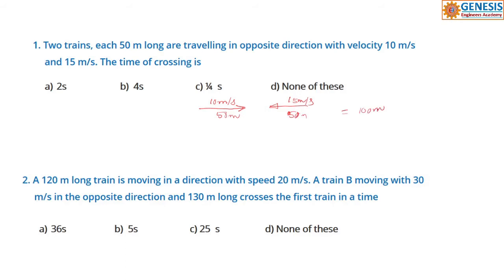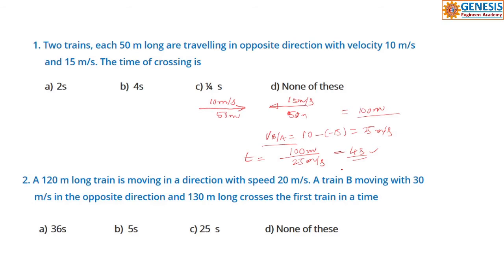Okay, so what is the relative velocity of these two? Because they are moving in opposite directions, it is 10 minus of minus 15, it is 25 meters per second. Then distance is known, velocity is also known, so the time is 100 by 25, 100 meters, 25 meters per second, and you will have 4 seconds to cross. You got my point?